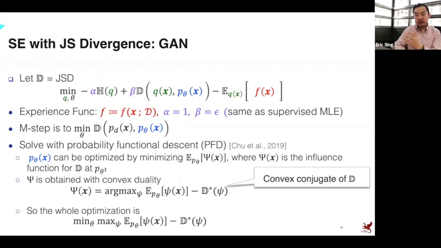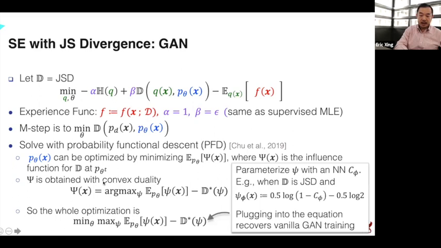And it turns out that once you plug this new loss function or divergence function into the standard equation, you can solve it using a technique known as probabilistic functional descent, which leads you to deriving what is known as the inference function using a convex duality technique. And once you go this far, you actually will be asked to introduce a parametric form of the inference function.